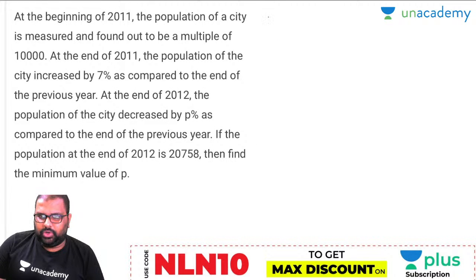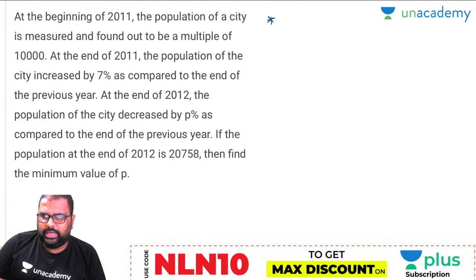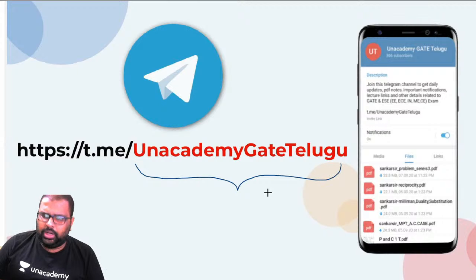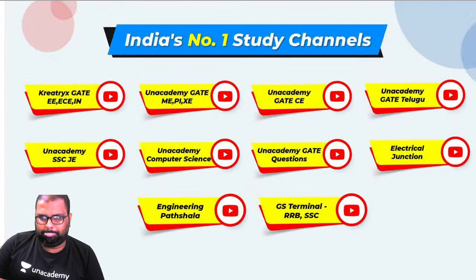And this is one more question that you can try. I will forward the PDF to the Telegram group. You can try it for the next class, okay? So those who want the notes can join this Telegram group, and all the other Telegram group links are also in the description. You can join any Telegram group of your choice, okay?